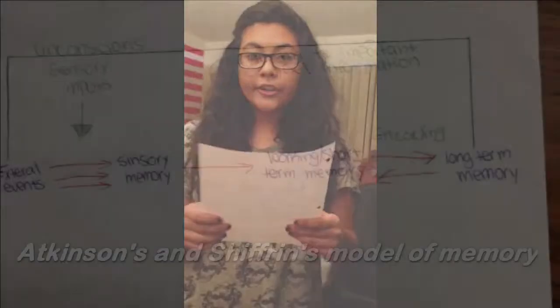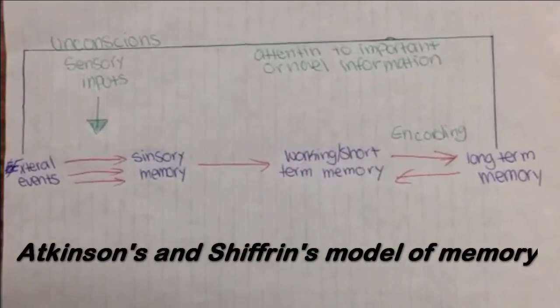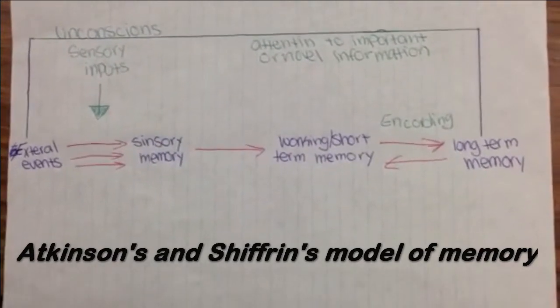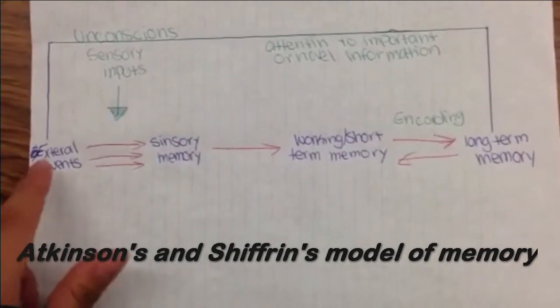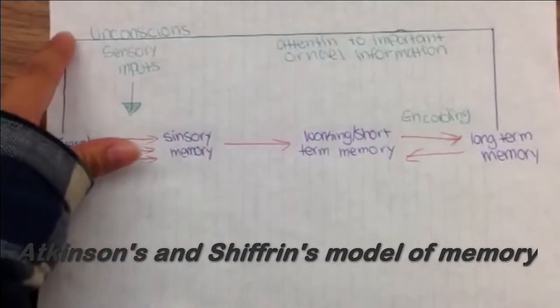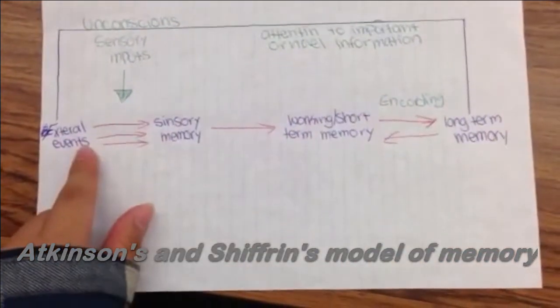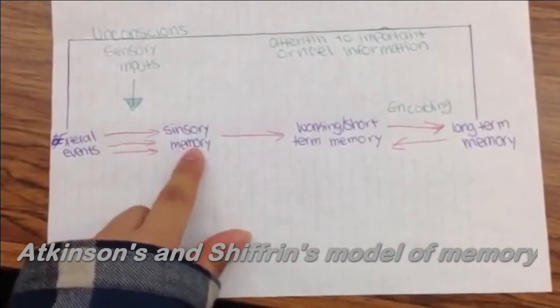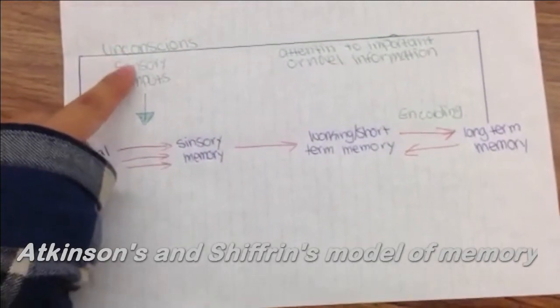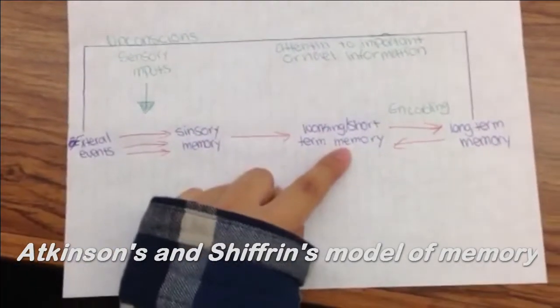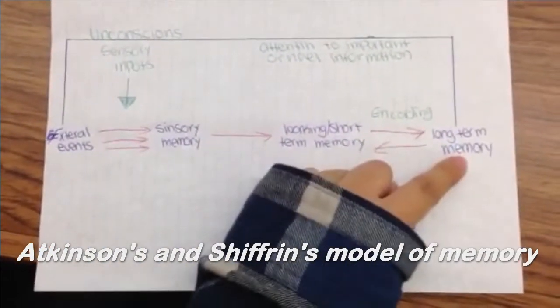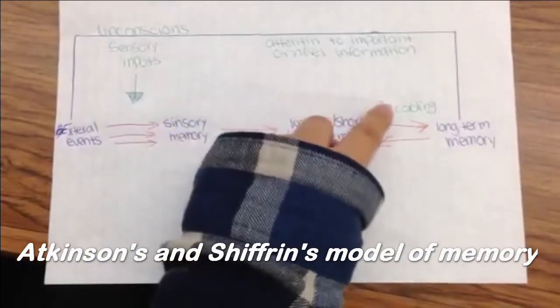Long-term memory is limitless. Once filled, the brain can store more unless old ones are discarded. In Atkinson's and Shiffrin's model, we see that there are 2 ways that lead up to long-term memory. The first path goes from external events to the unconscious, then saved to long-term memory. The second path is external events to sensory memory by sensory inputs, from sensory inputs to short-term memory, then to long-term memory by encoding.